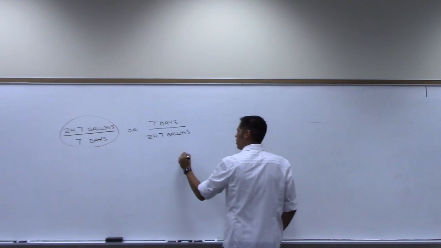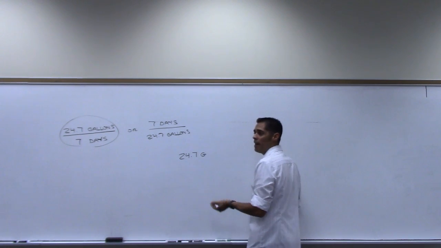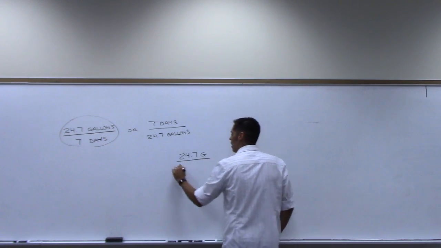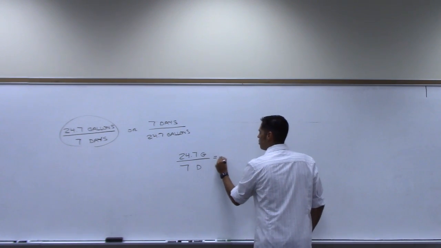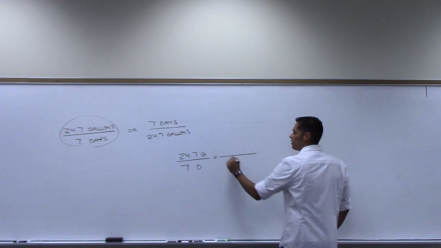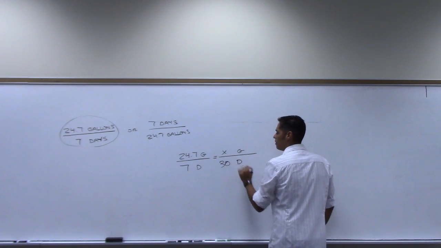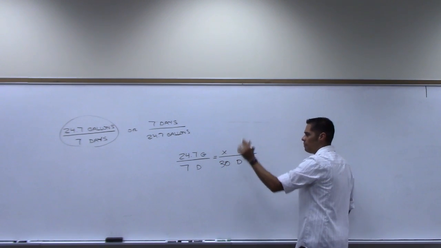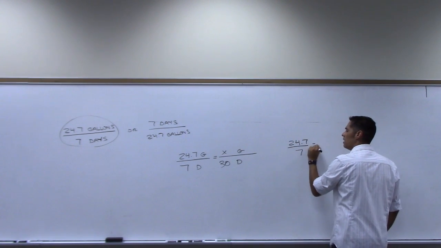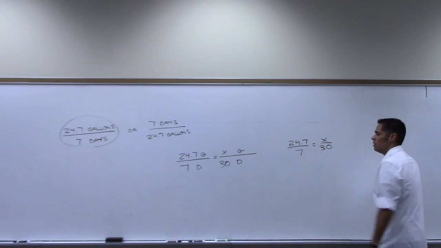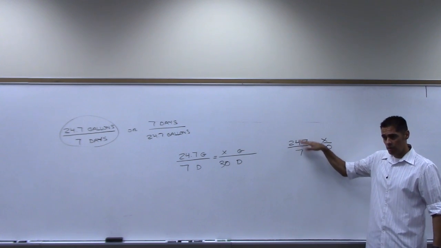So I set up my proportion, 24.7, and we can start to get lazy, all right? We can write G for gallons as long as we understand what that means. We can write 7D for days if we want. This must be proportional to X gallons over 30 days. And then your G's and D's don't matter anymore, and you set up this: 24.7 over 7 equals X over 30. So how you do this is up to you. You're solving for X.